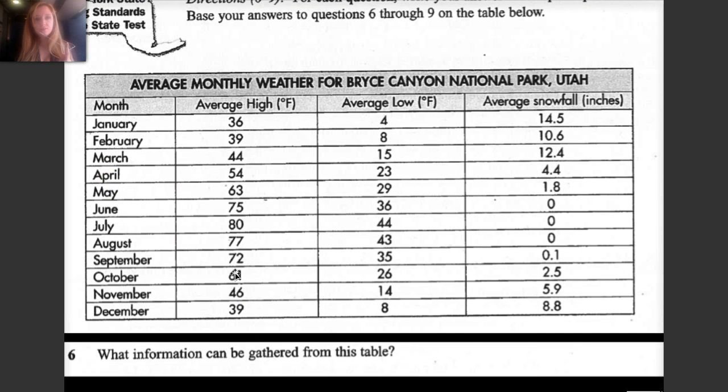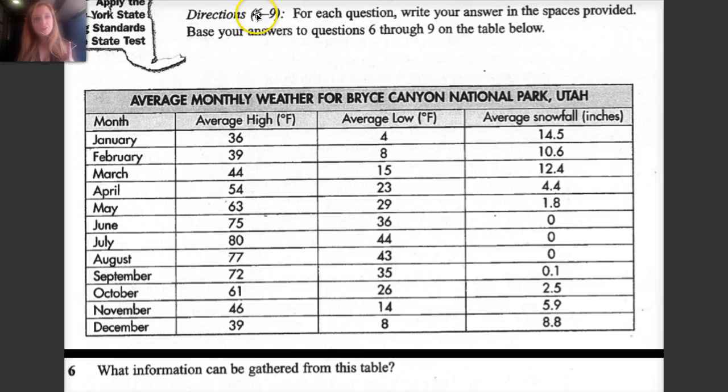All right, so here's our next set. Questions 6 through 9. For each question, write your answers on the spaces provided. Base your answers on 6 through 9 on the table below. When I look at this table, at first I was a little overwhelmed. There's a lot of information here.